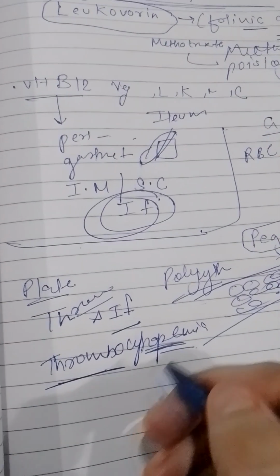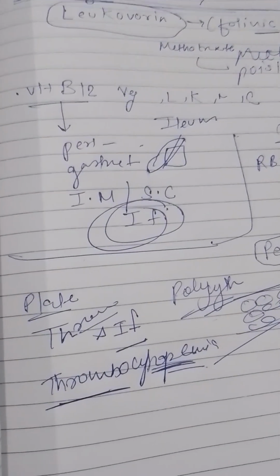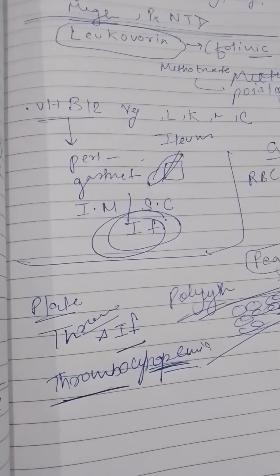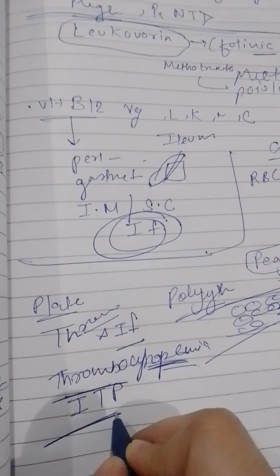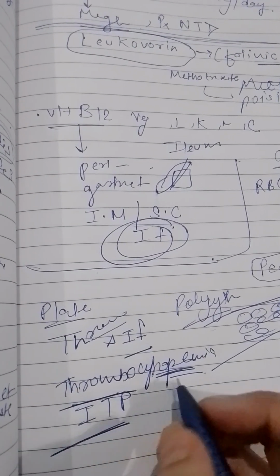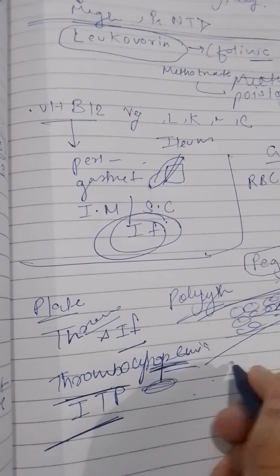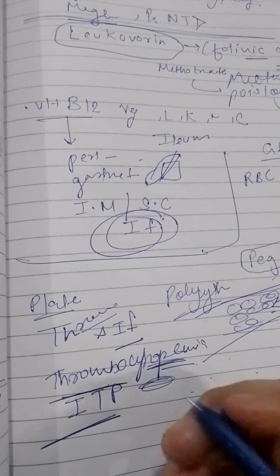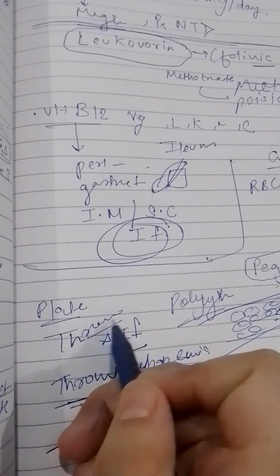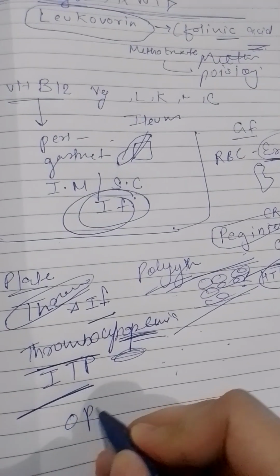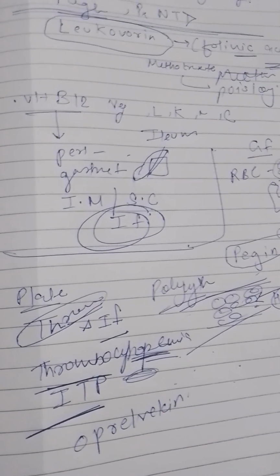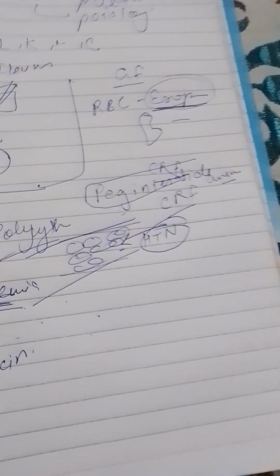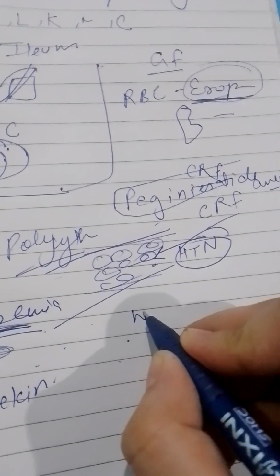Okay, for example, due to anti-cancer drugs, or maybe another condition like immune thrombocytopenic purpura, when the immune system is attacking the platelets, and there are bleeding spots all over the body. At that time the platelet count is low, so you can give thrombopoietin. Another thing is oprelvekin, a recombinant of interleukin 11.